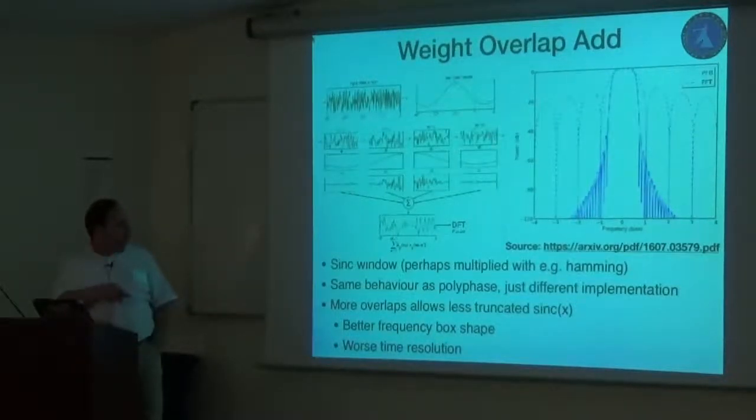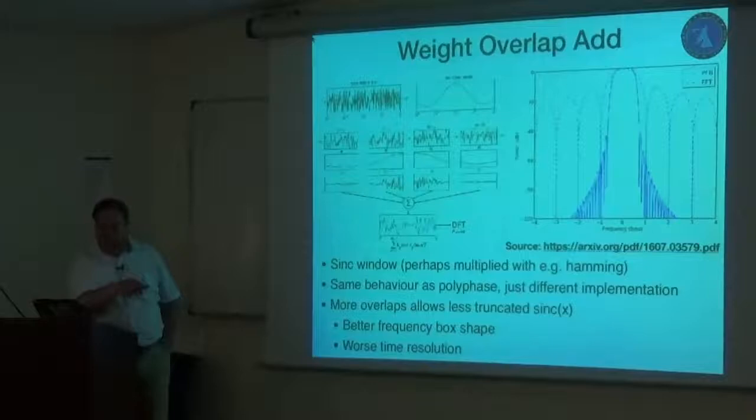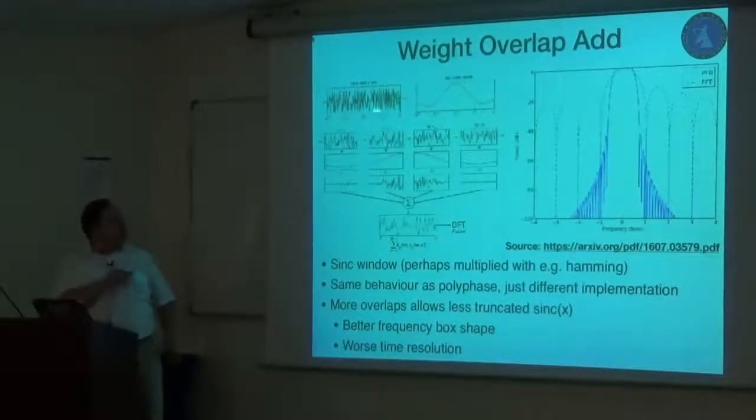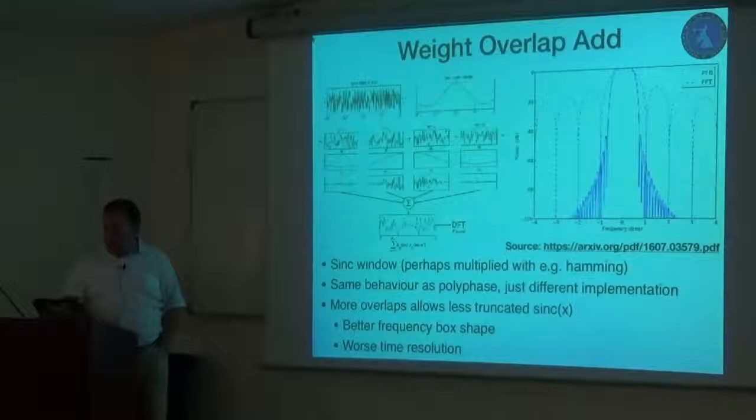Again, we could use, for instance, a sinc window, and you can see here the difference between the FFT approach, where your window is as long as the input of your FFT, and then if you start using this polyphase filter bank approach, you can see you get a much steeper window with much lower side lobes. And again, the more overlaps you have, the longer the part of this sinc function that you can have, and the nicer and steeper this becomes. And of course, again, at the cost of time resolution.